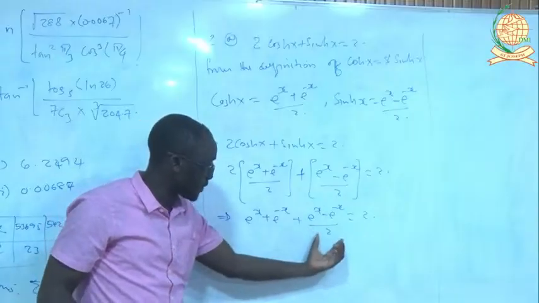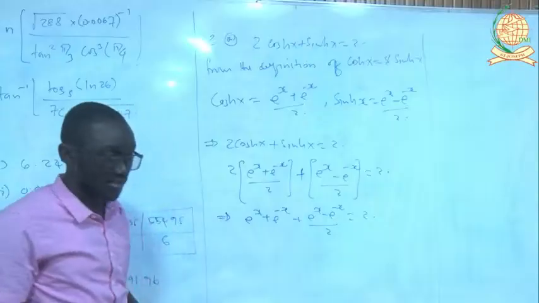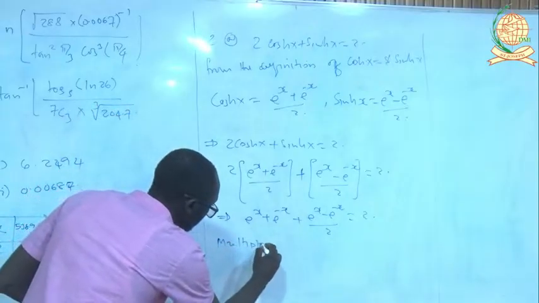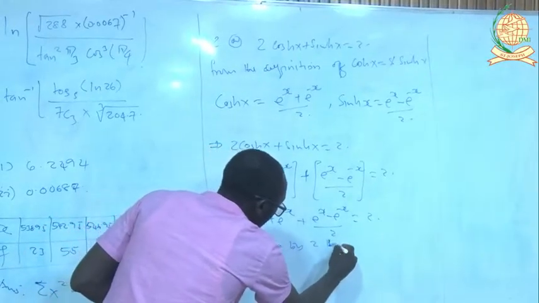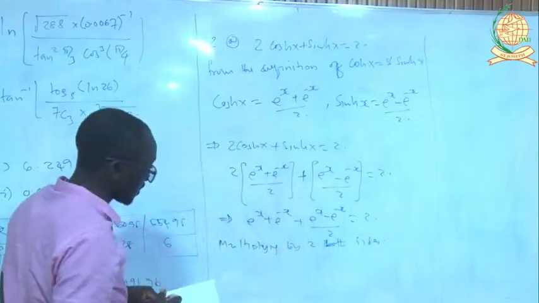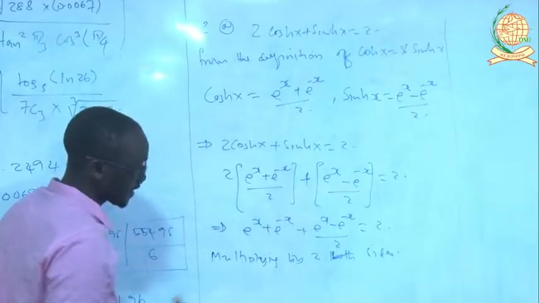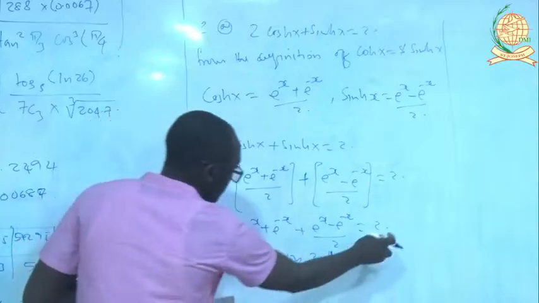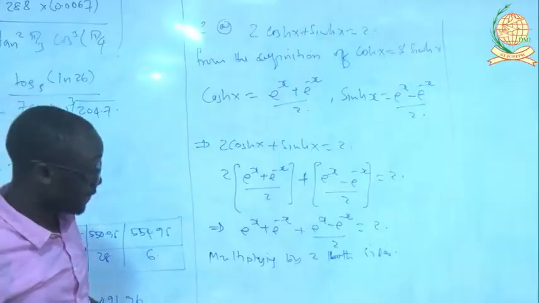So we can multiply by 2 throughout the equation so that we can get rid of this denominator 2 here. So multiplying by 2 both sides, we're going to get 2 times e^x, 2 times e^(-x), then 2 times this term here, the 2 will vanish with the 2 here, then 2 by 2 on the right hand side, which means we're going to have 4 there.